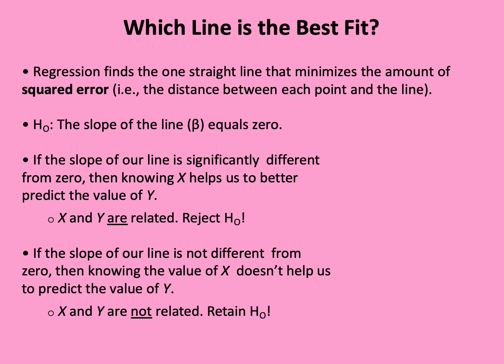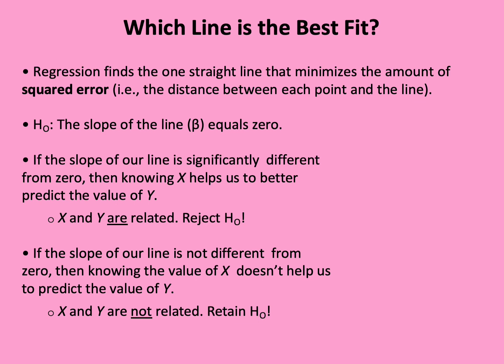Our null hypothesis is that the slope of the line, or beta, equals 0. If the slope of our line is not different from 0, then knowing the value of x isn't really going to help us predict the value of y. Fortunately for our purposes, we are going to test this using SPSS. SPSS is going to tell us whether our predictor variable, or x, is significant or not.